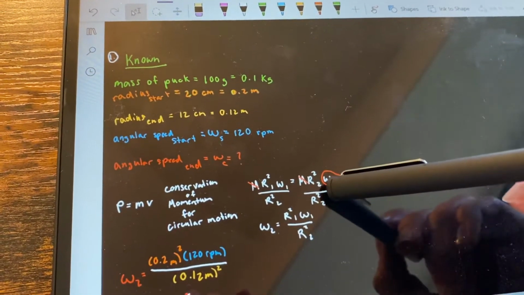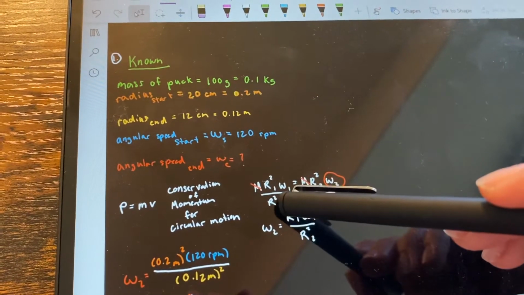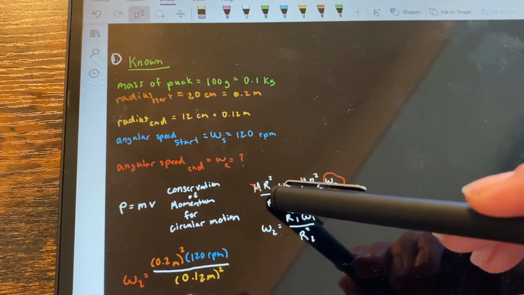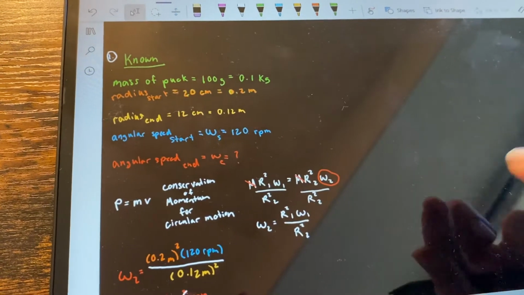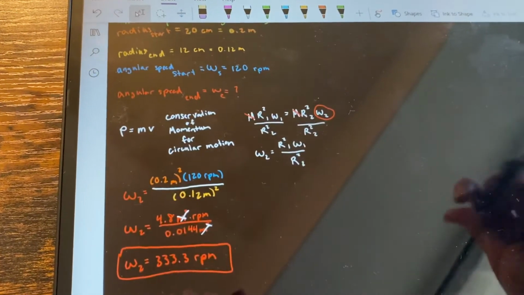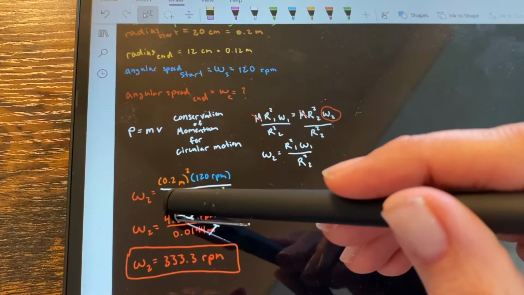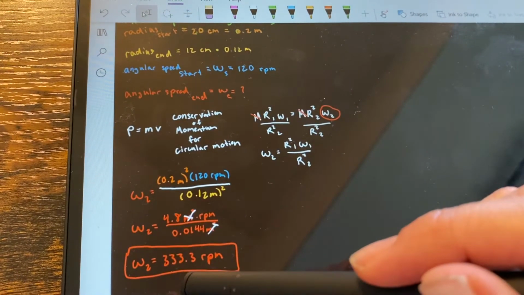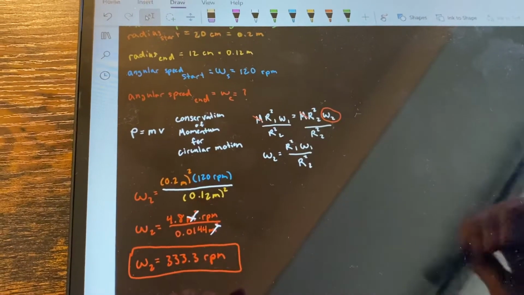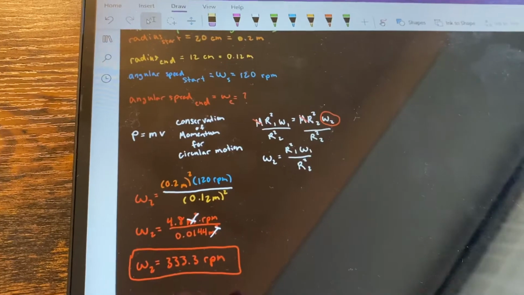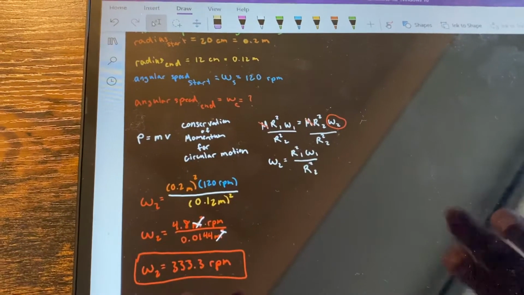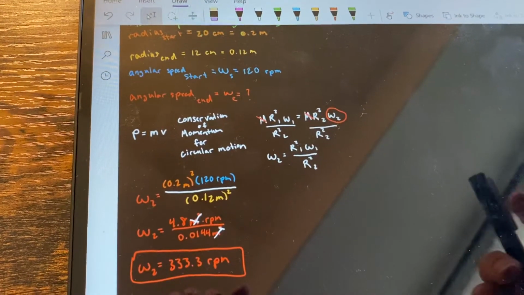And then just squaring the radius for the beginning part and then squaring for the end part, and then solving for angular speed, we end up getting 333.3 RPMs. The question didn't ask it to convert to SI units, so we left them in RPMs.